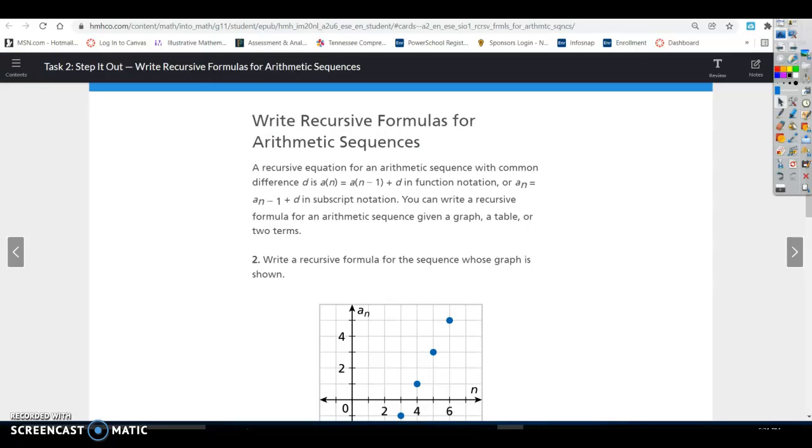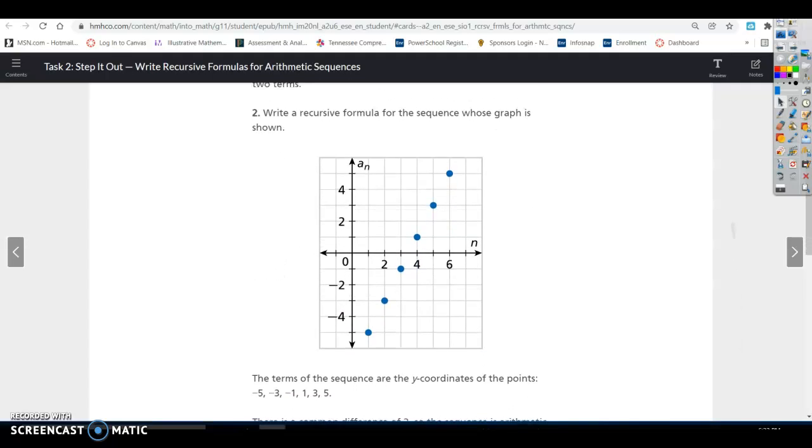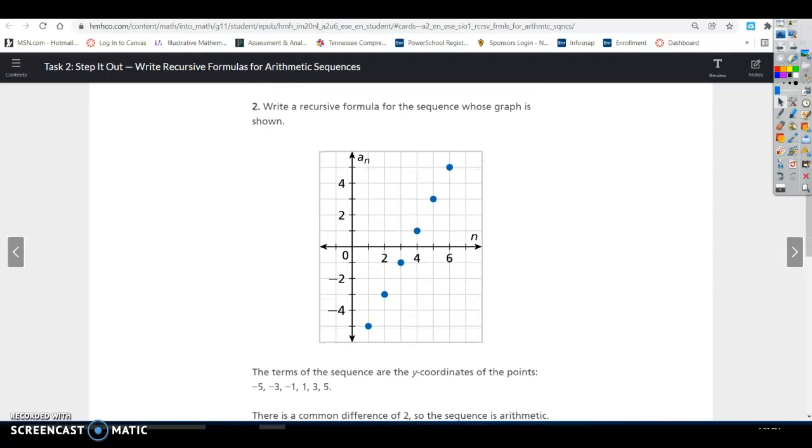Lesson 14.1, task 2. Write recursive formulas for an arithmetic sequence. A recursive equation for an arithmetic sequence with common difference d is a of n equals a of n minus 1 plus d in function notation, or a sub n equals a sub n minus 1 plus d in subscript notation. You can write a recursive formula for an arithmetic sequence given a graph, a table, or 2 terms. All right, question 2. Write a recursive formula for the sequence whose graph is shown.